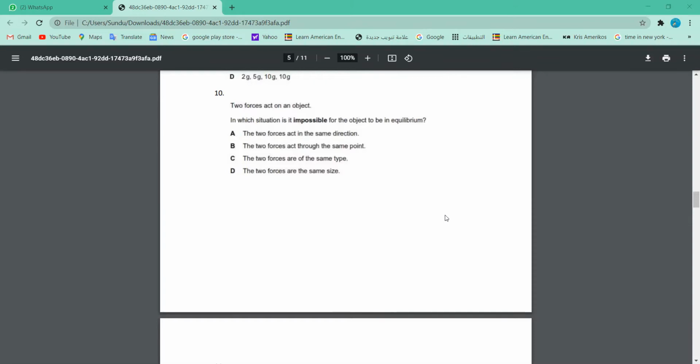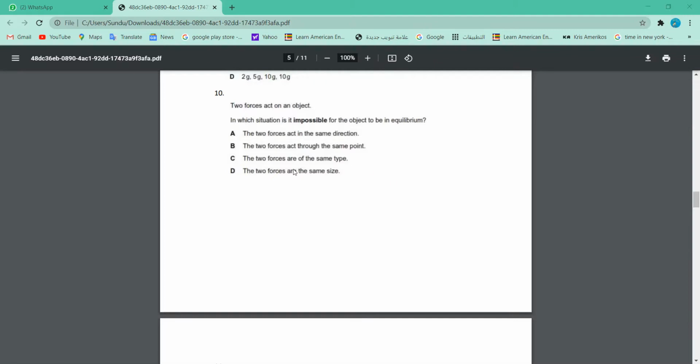Equilibrium means no net force. Remember this, no net turning effect. If there is turning effect, that means the object is not in equilibrium. If there is some force acting on it, that means the object is not in equilibrium. Okay, do you get me? Option B, the two forces act through the same point. Now, the two forces might act through the same point and cancel out each other, and so the object will be in equilibrium. So point B is wrong.